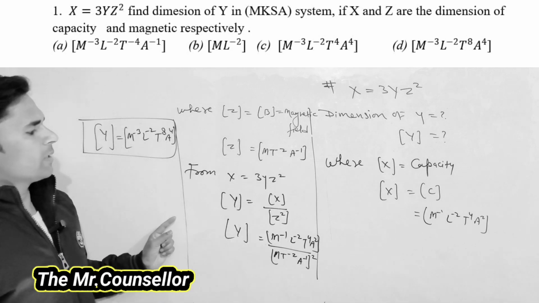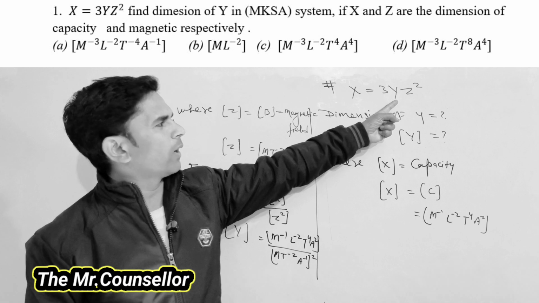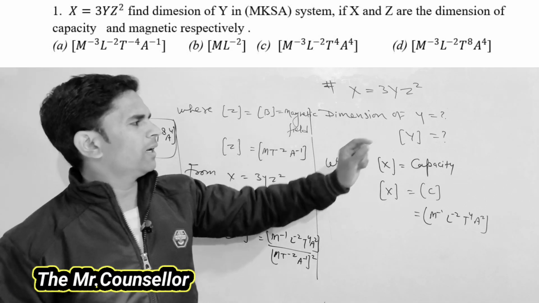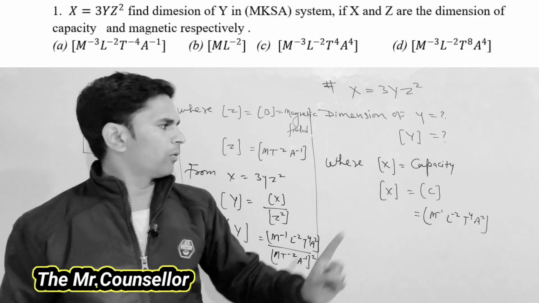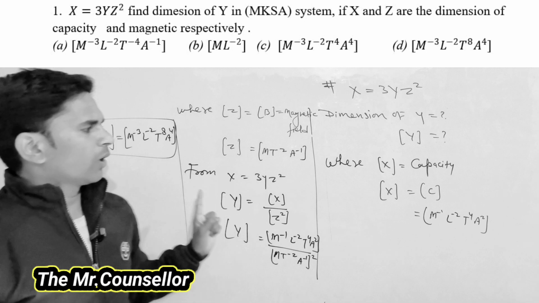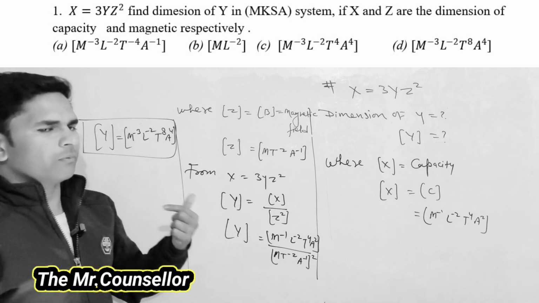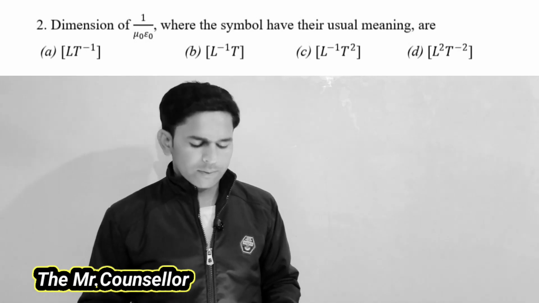Once again, you can solve directly, no issues. Here also you can apply y is equal to x upon z square. If you know the dimensional formula, you can apply it directly. I solved it up to here for better understanding. So now you can make a note. Now we are going to discuss the next question. Next question, you can see on the screen.